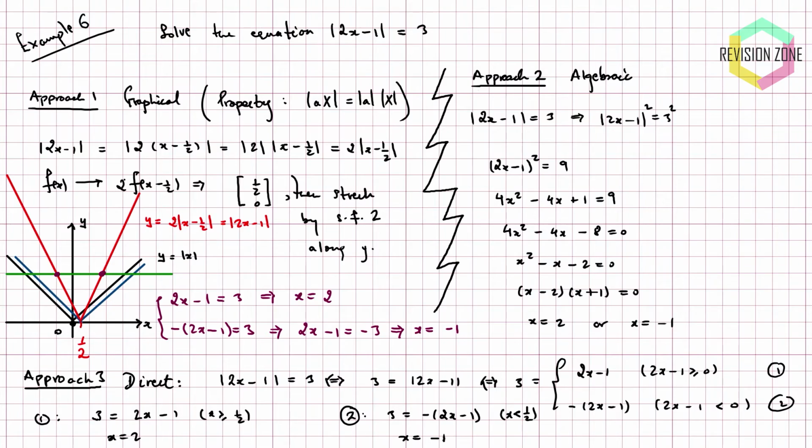So if you use the direct approach, just make sure that when you've solved something and you've got a solution, that solution is actually consistent with the branch that you're working on. Of course, in this case, we want x to be more than a half, and 2 is more than a half, so we can give ourselves a tick here. That's completely fine. And in the second case, we want x to be less than a half, and minus 1 is definitely less than a half. So again, this is consistent.